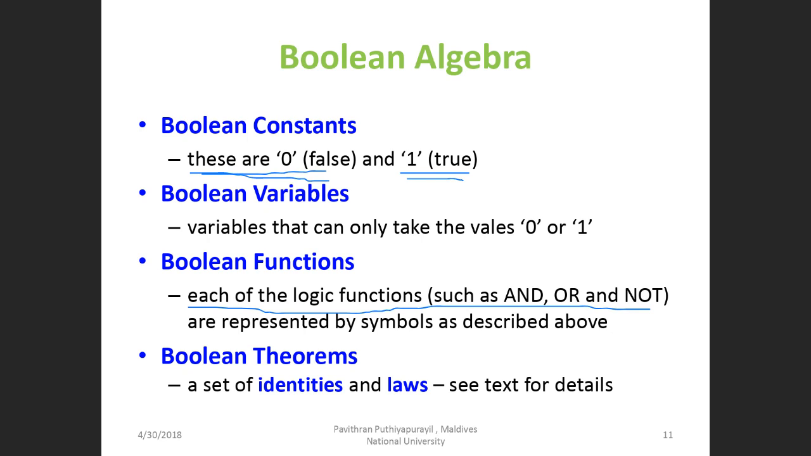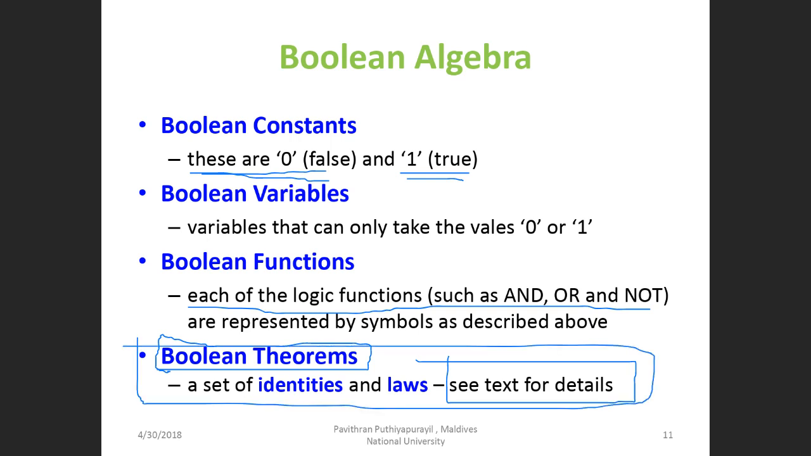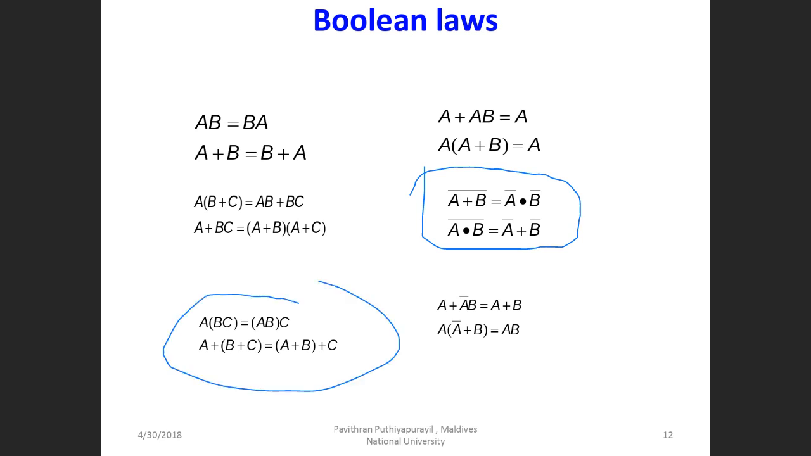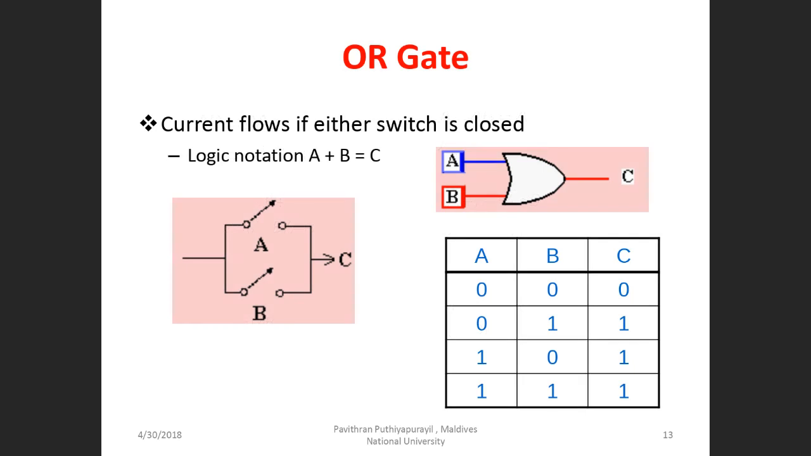Then Boolean theorems, we will see Boolean theorems. There are a lot of theorems. Associative law, distributive law, De Morgan's law. Here it is also written, see text for details. In the next class I will tell you how we will go through these theorems, okay. So Boolean laws, these are the laws. This is your De Morgan's theorem. This is your distributive, associative, commutative, everything we need to discuss. Okay. So here you focus first on how these gates are actually behaving.